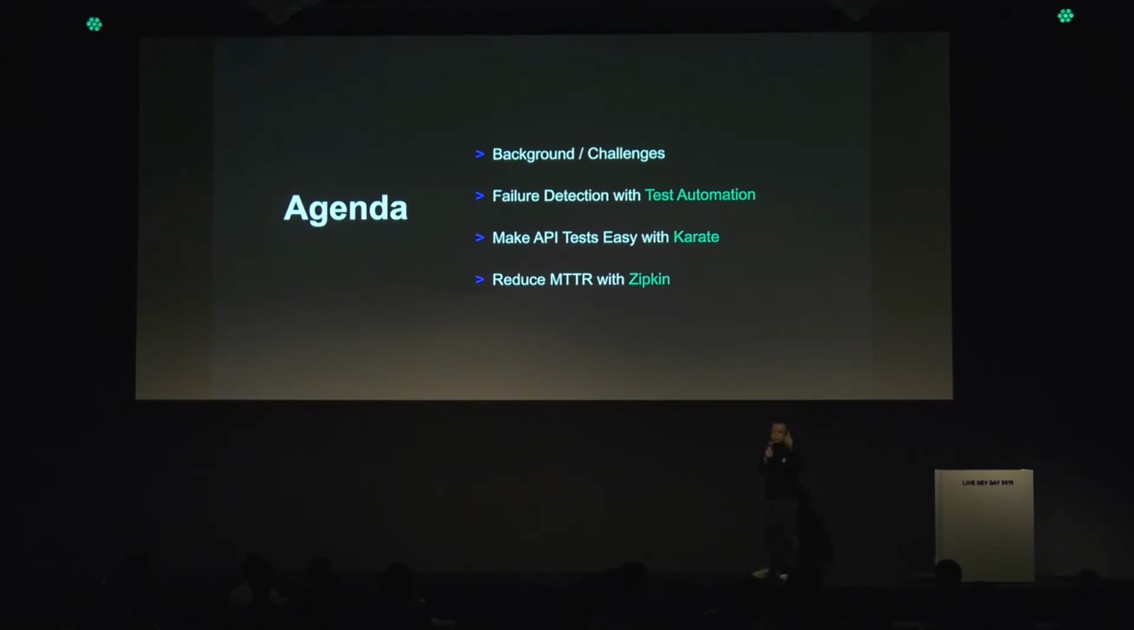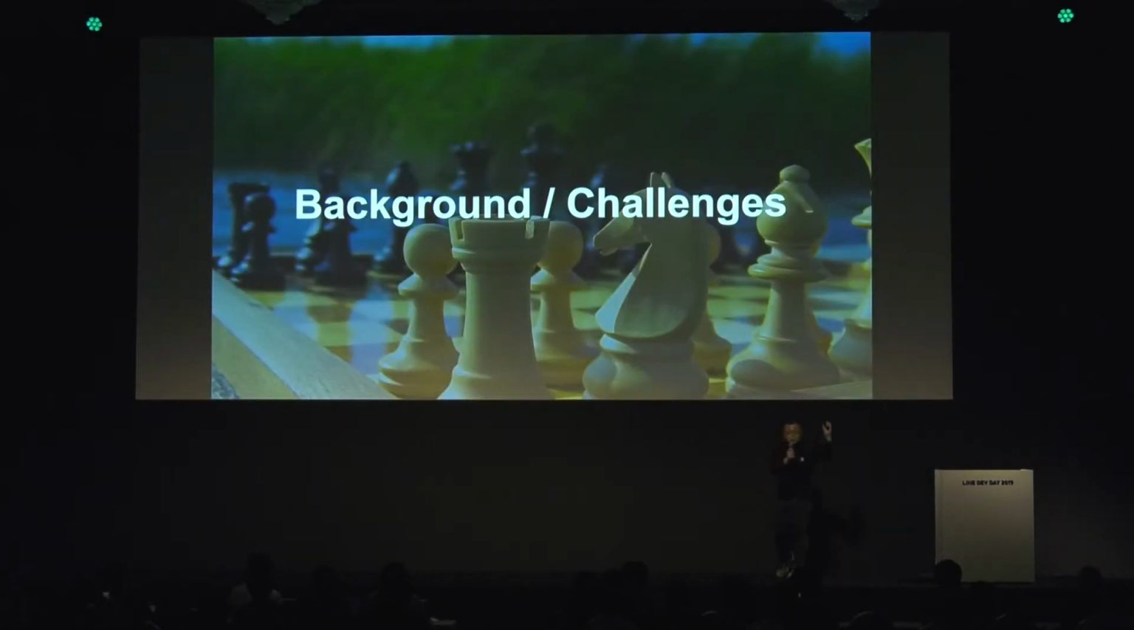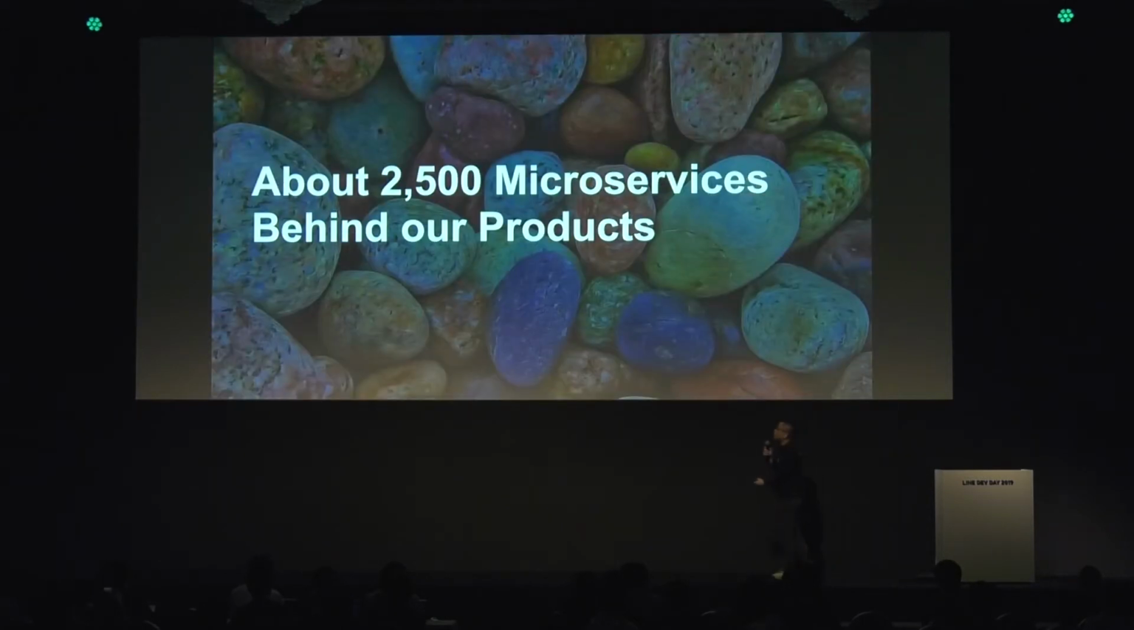So with this assumption, I will talk about a story of a certain team who made improvements. I will start with the background and challenges faced by the team, and I will then talk about the three initiatives that we took. First is test automation, Karate, and Zipkin. And the details of each one of these points will be elaborated in the respective sections. So first, I will explain about the background and the challenges.